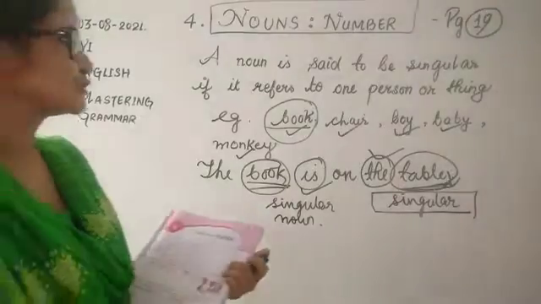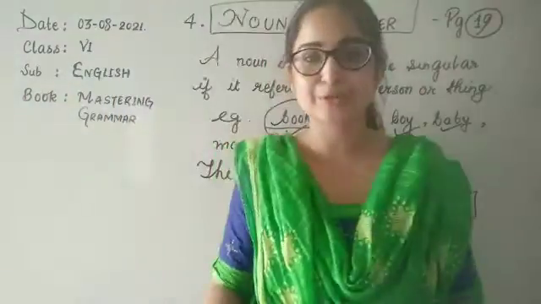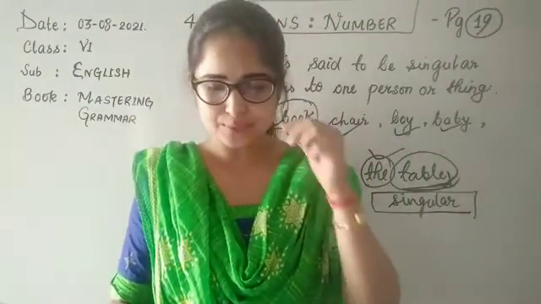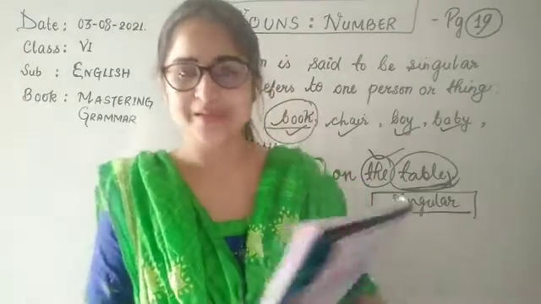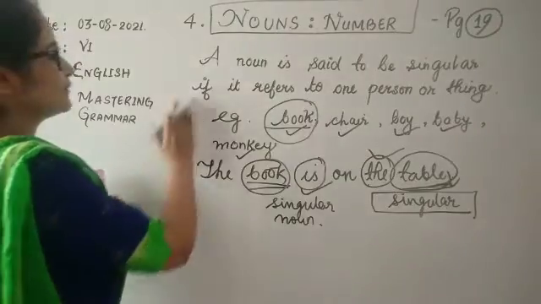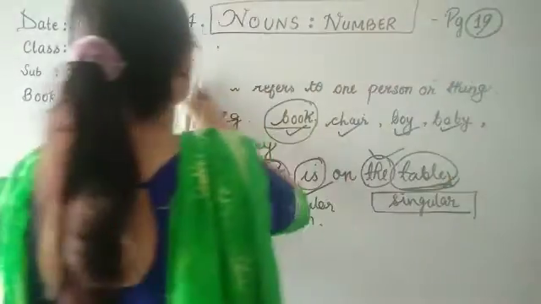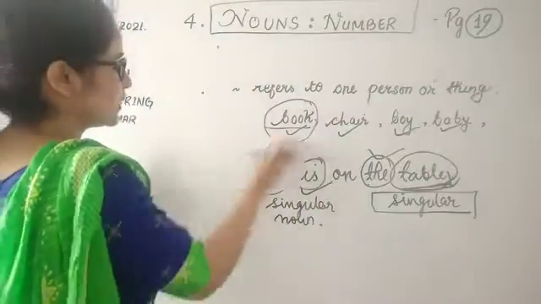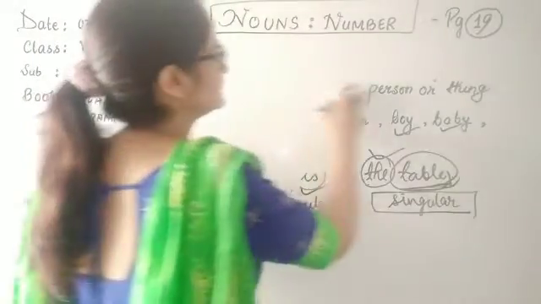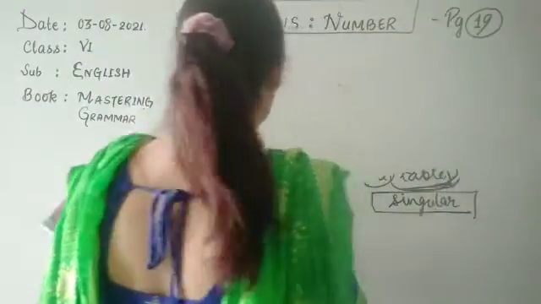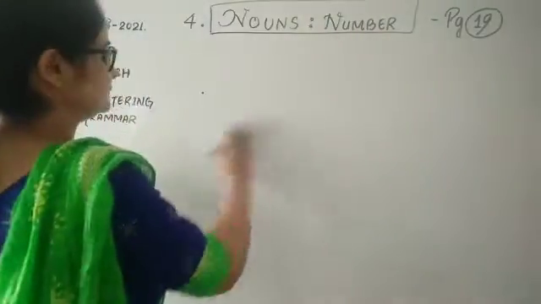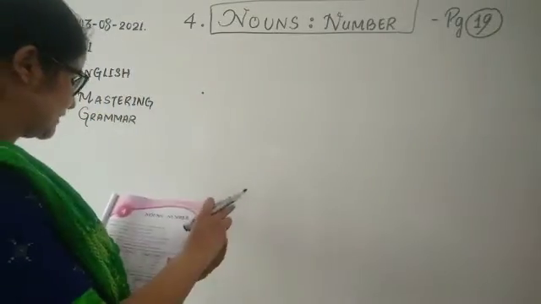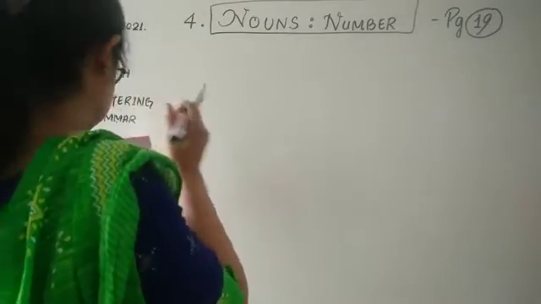Now we will be moving to knowing the plural nouns. A noun is said to be plural if it refers to more than one thing or person. Okay, let's write it down. I told you that when you're talking about two or more things, we say that those nouns are in plural form. Yes? So let's write the definition. It's already in your book, you can write it from there as well.